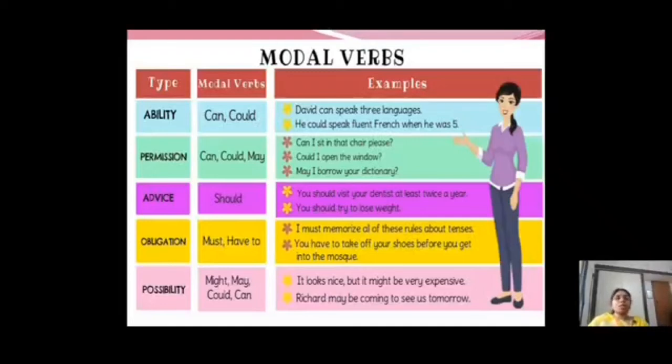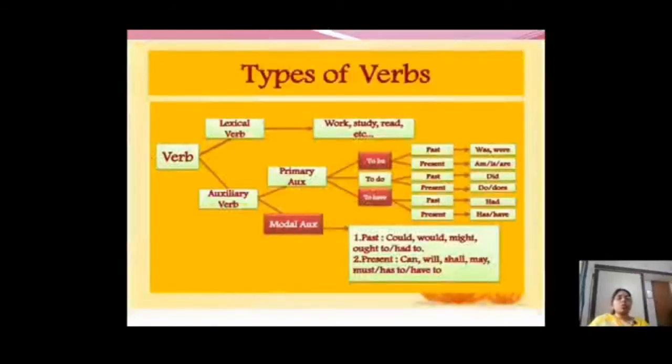So, once again, we'll have a recap. Ability: can and could. Permission: can, could, may. Advice: should. Obligation: must and have to. Possibilities: might, may, can, could. Clear, dear? Yes. So, we will have a small diagram.